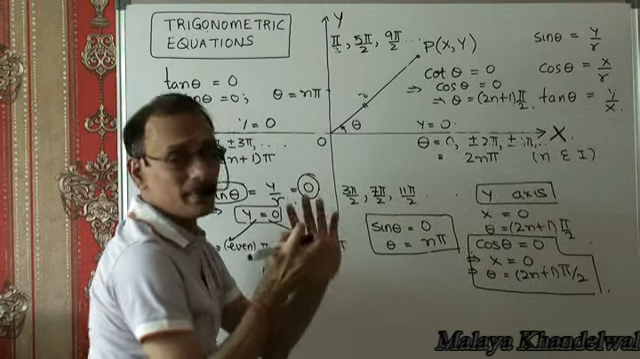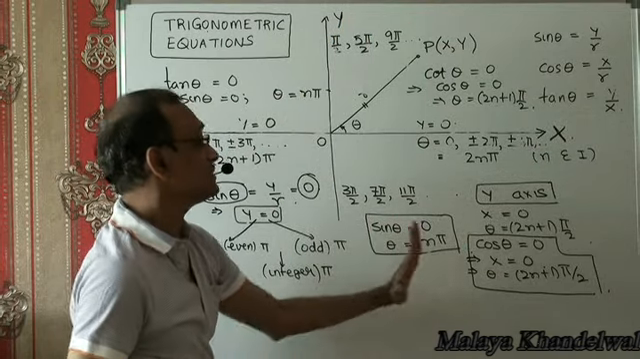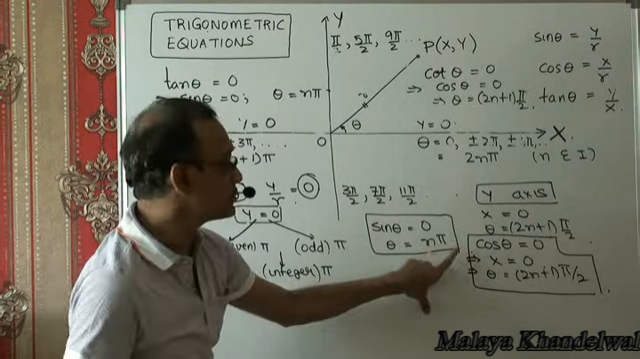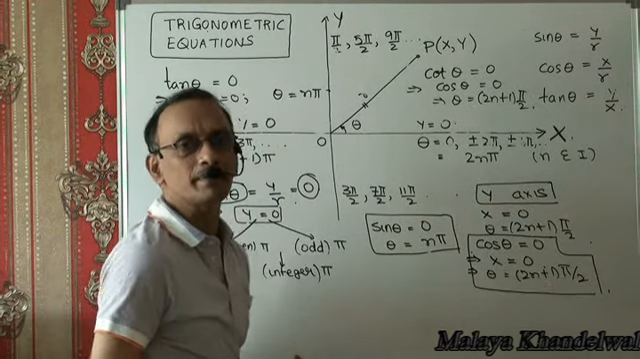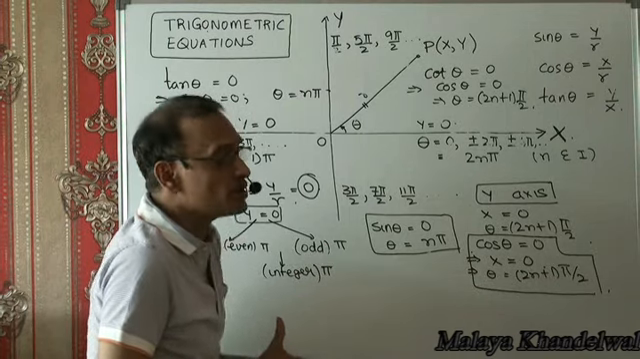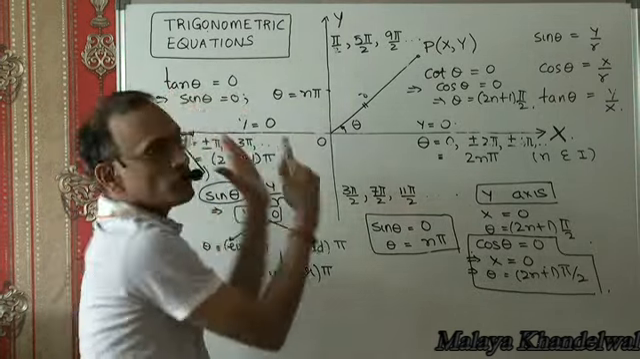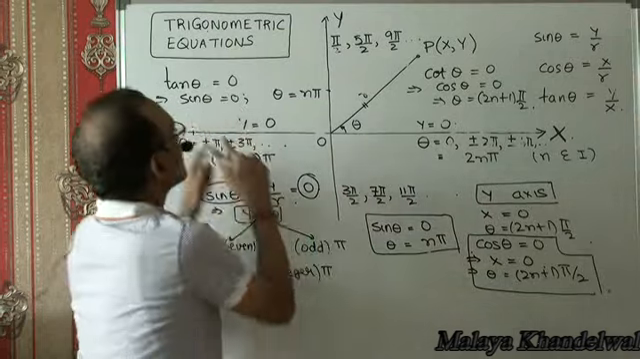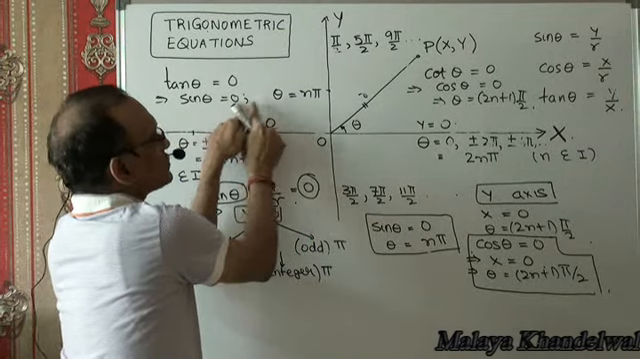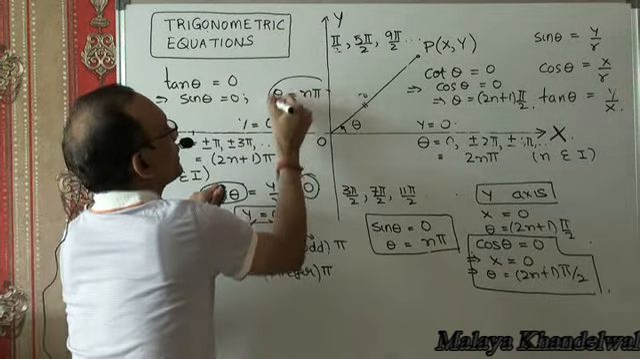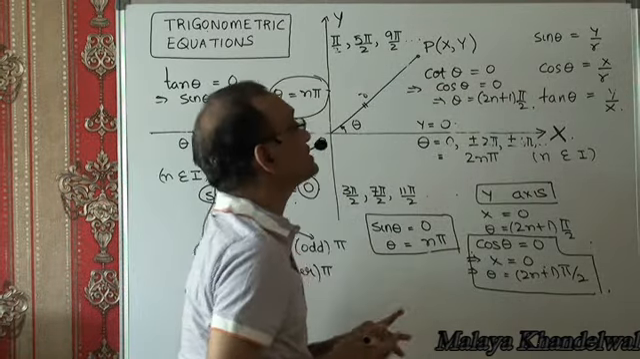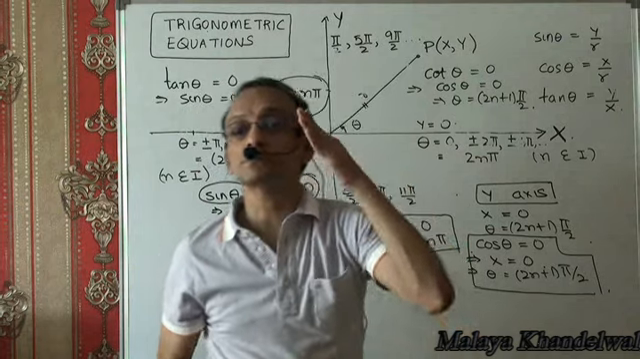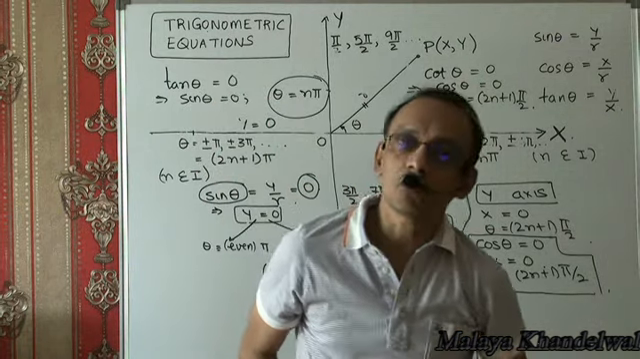So we have some very basic results. Sin theta is 0, theta could be any integral multiple of pi. Cos theta is 0, theta is any odd multiple of pi by 2. This is how it goes. Yes or no? And of course, tan theta equal to 0 is not a new result. It will reduce to sin theta equal to 0 or theta equal to n pi. Cot theta equal to 0 is equivalently cos theta being 0 and theta being an odd multiple of pi by 2. Yes or no?